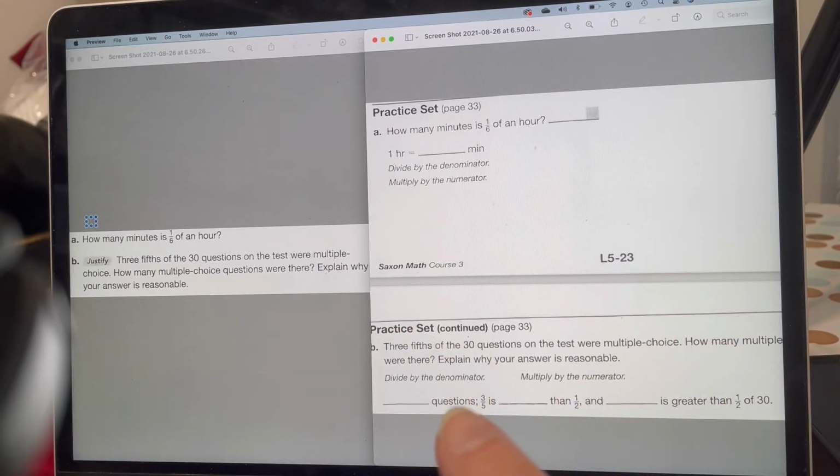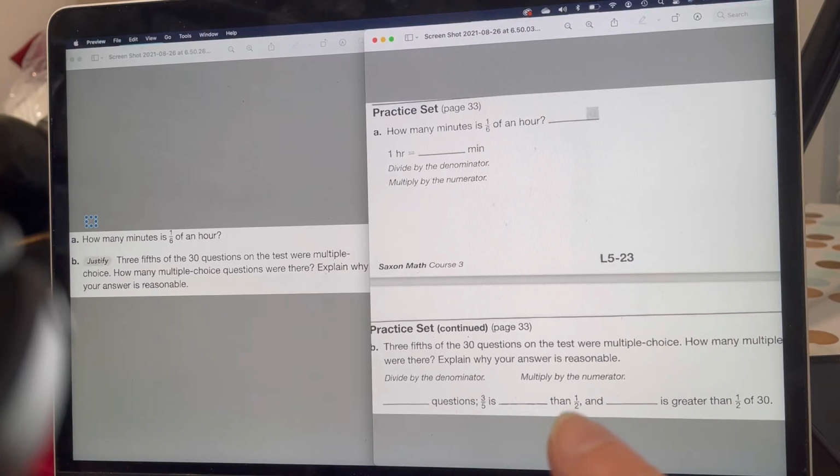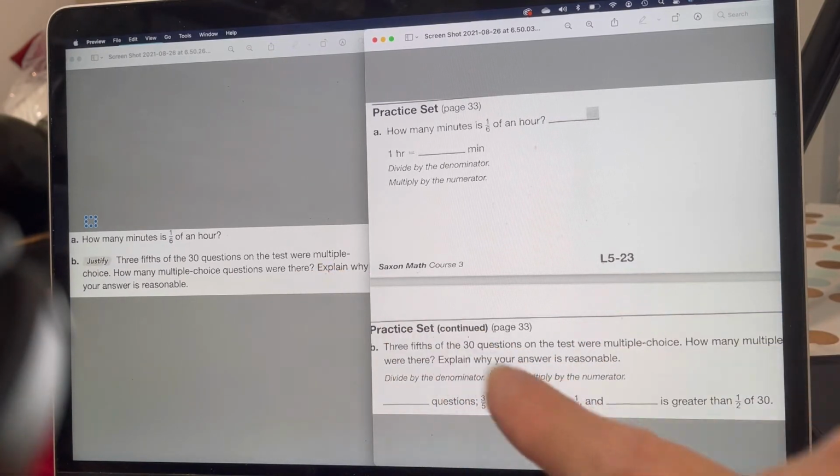Look what the workbook has for you. Divide by the denominator, multiply by the numerator. They're actually telling you a little bit more about how to do the problem. 3/5 should be greater than or less than 1/2, and then the fraction is greater than 1/2 of 30. The workbook gives you many more hints. If you didn't do the workbook, you would be doing the book problems, which are the same. The workbook gives you more hints. They go together.